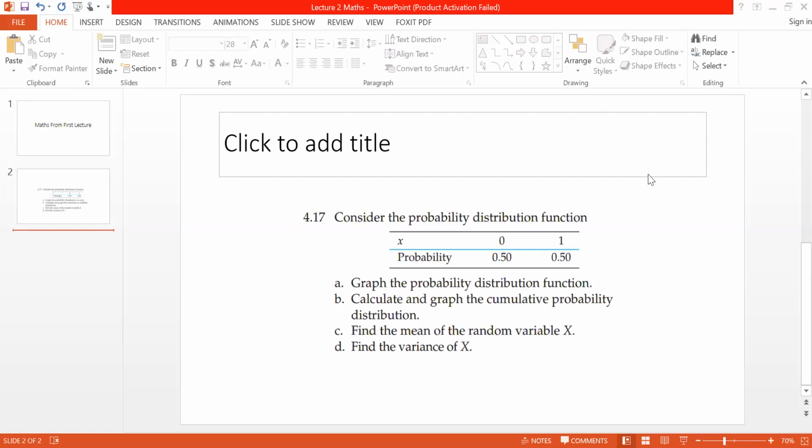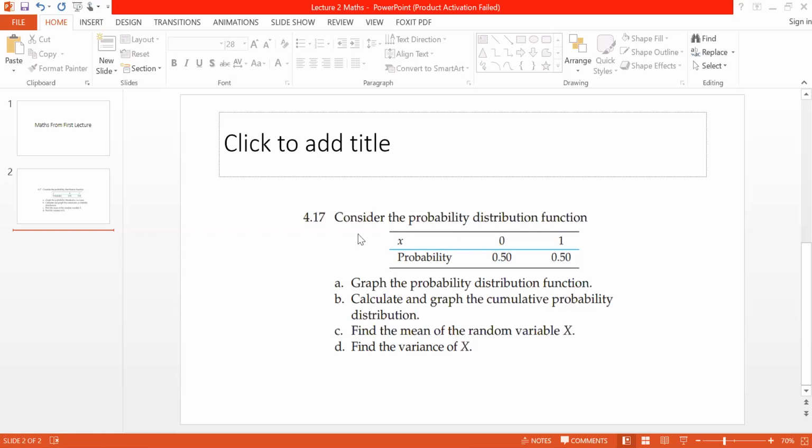I will start with a very easy problem from the book, which is 4.17, and then gradually go to more difficult maths. So let's read the question first. It says, consider the probability distribution function. So we have a probability distribution function.